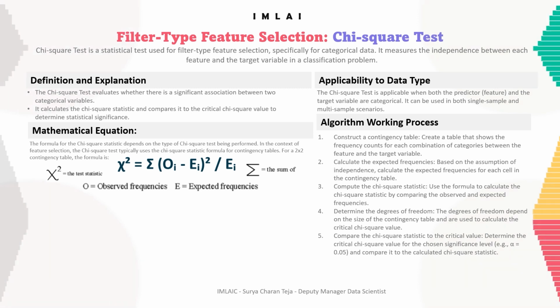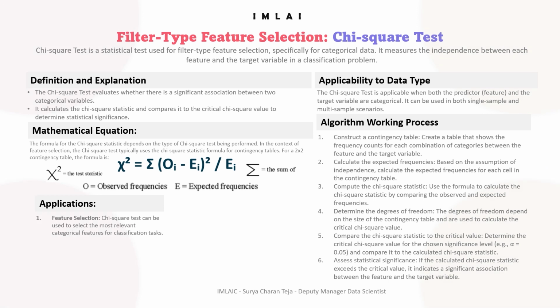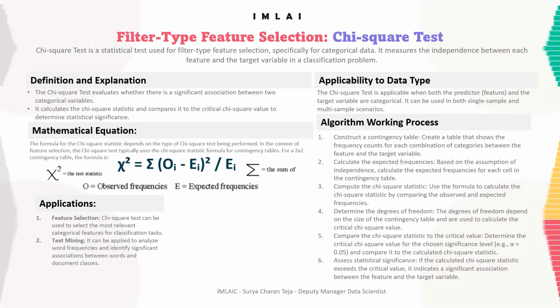Now let's move on to the applications. The best application, obviously, is feature selection. In addition to that, we have a few more applications. The first one is feature selection: the chi-square test can be used to select the most relevant categorical features for classification tasks. In addition to that, we have text mining and market research. Those are not as important for us data scientists.